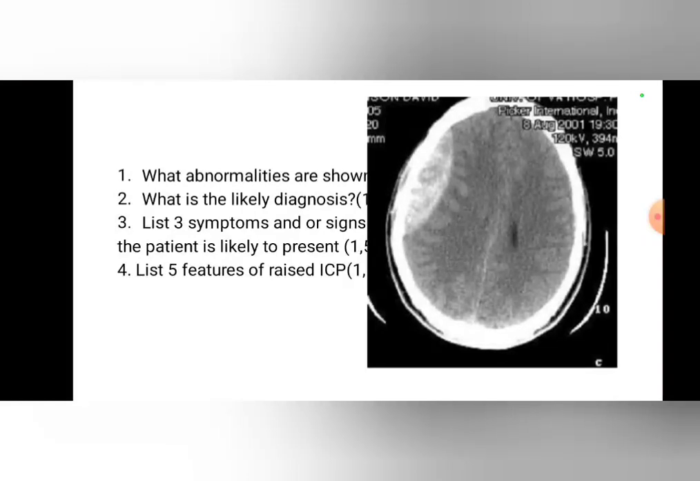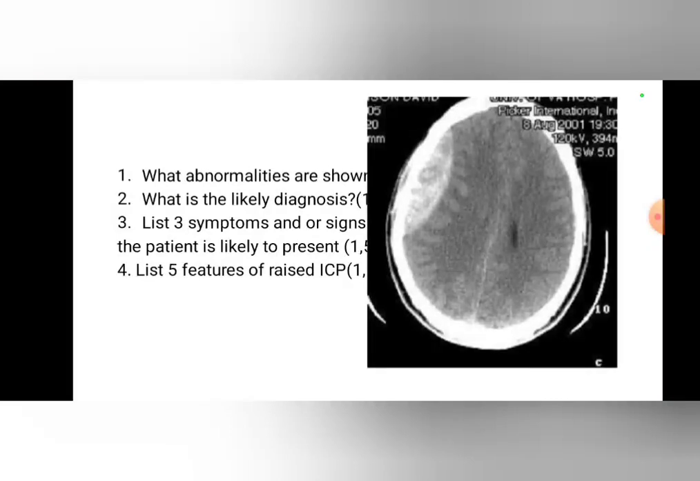Now, for the signs of raised intracranial pressure, I'm going to divide. I like dividing signs of raised intracranial pressure into 3. You have mild raised intracranial pressure, you have moderate raised intracranial pressure, and you have severely raised intracranial pressure. Under mildly raised intracranial pressure, you just have headache, blurred vision, loss of vision, confusion, and then you have projectile vomiting.